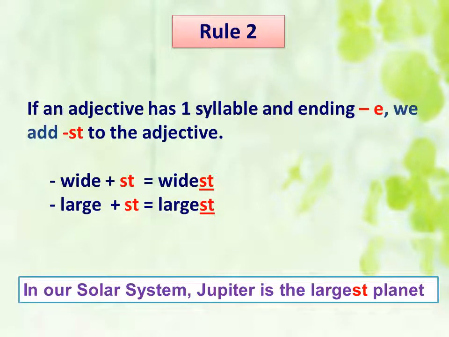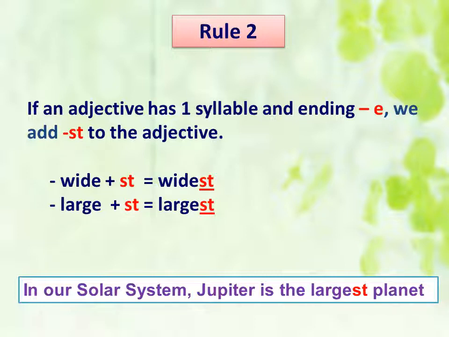Now rule number 2. If an adjective has one syllable ending in e, we add st to the adjective. It is the same case as in the comparative, where we only added r. Here, for adjectives ending in e, we add st, not est. Example: wide, widest. Large, largest. Widest, largest. Example: in our solar system, Jupiter is the largest planet.